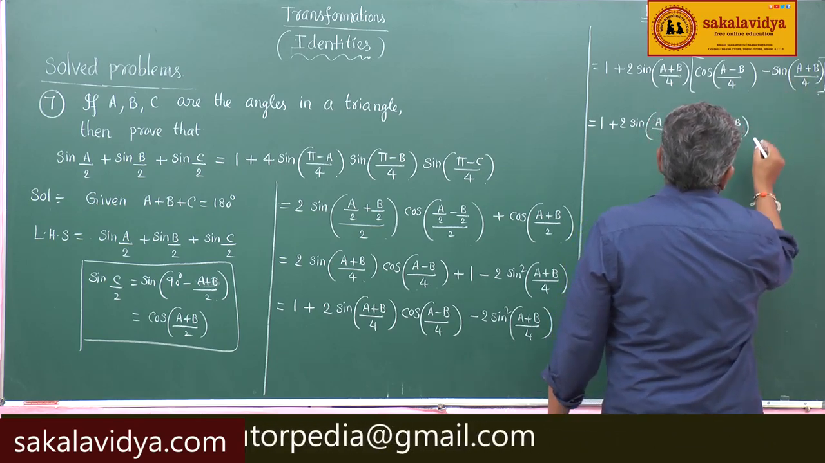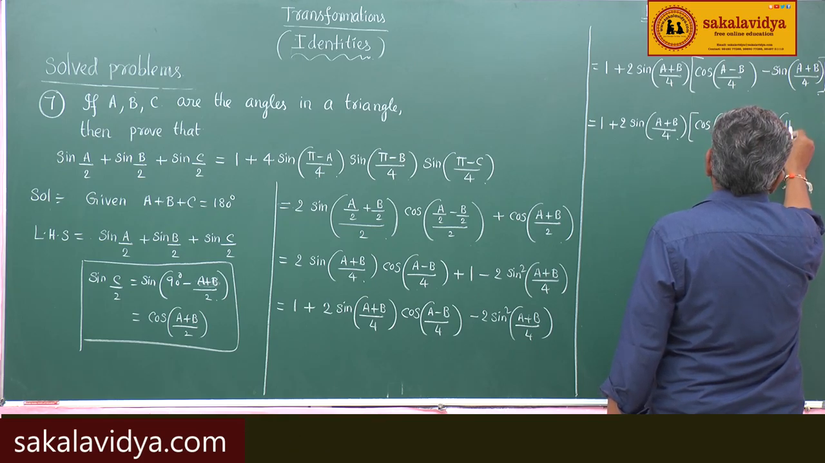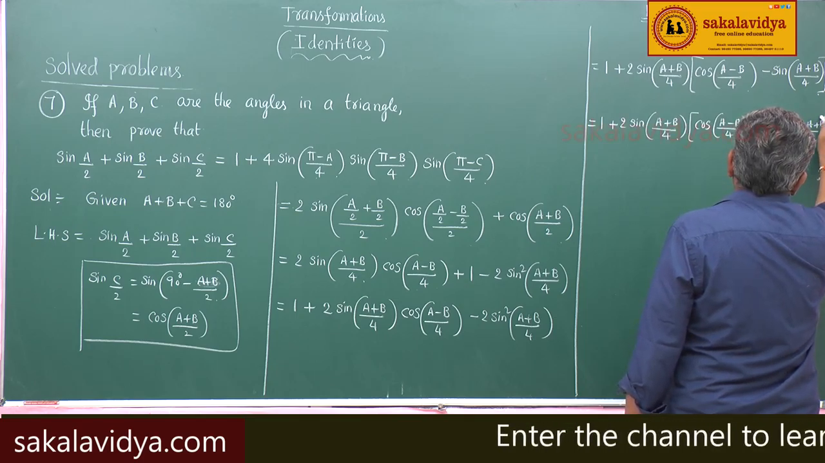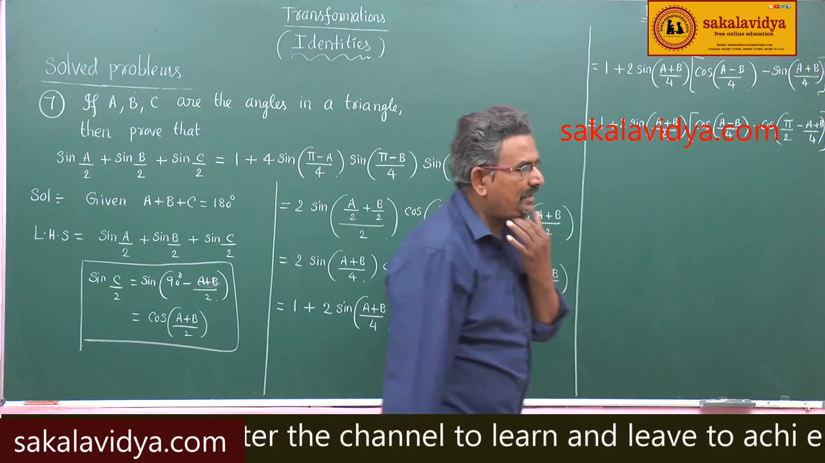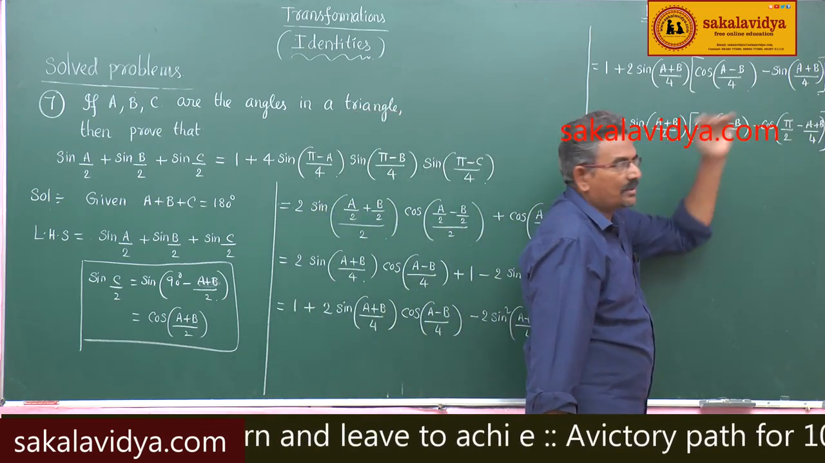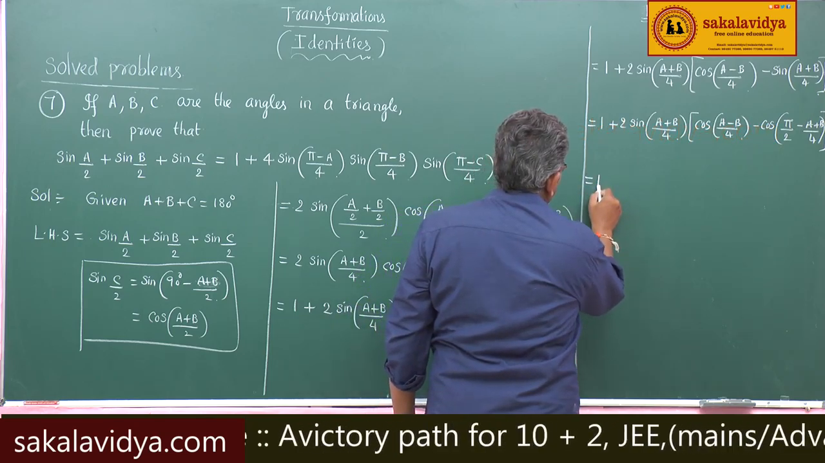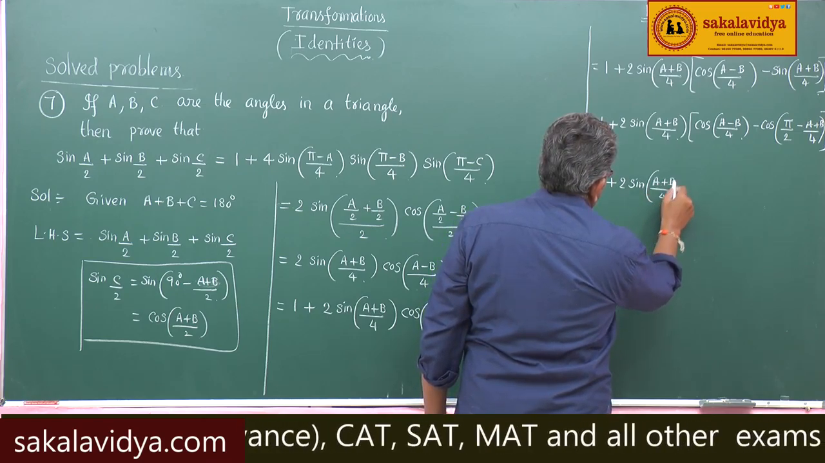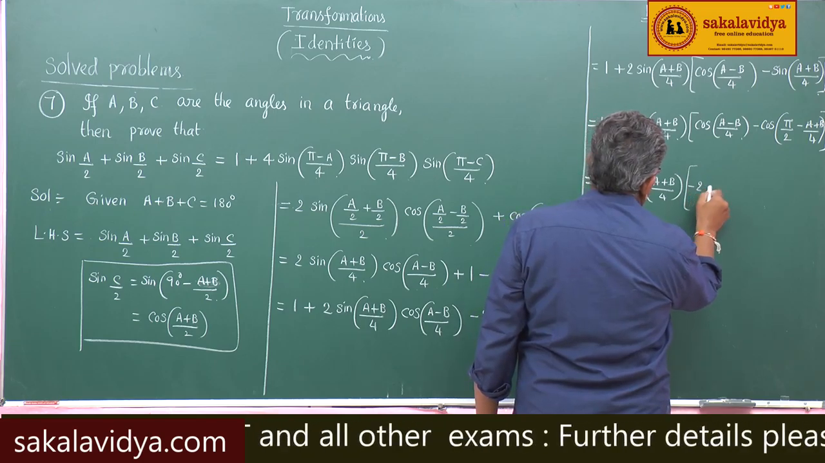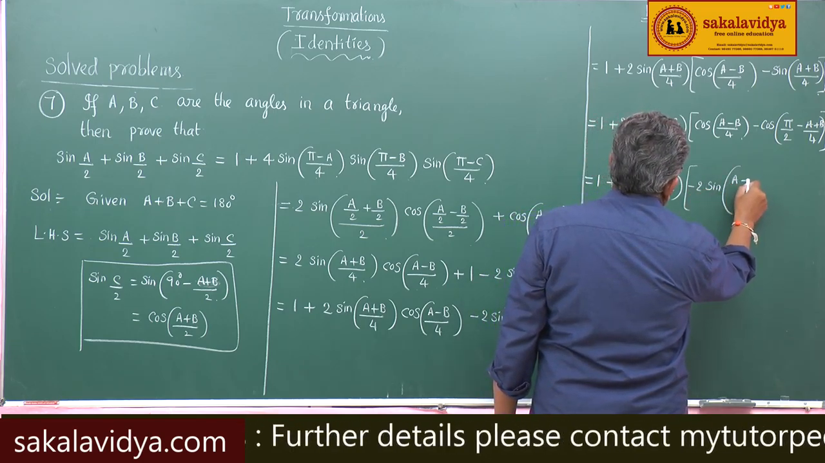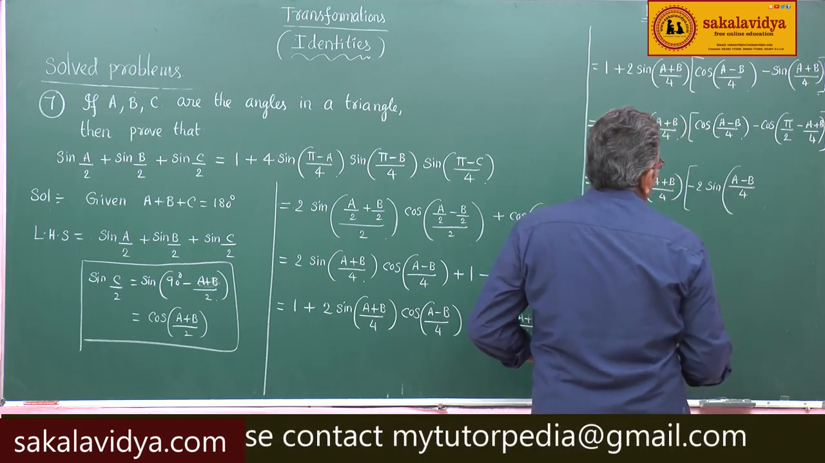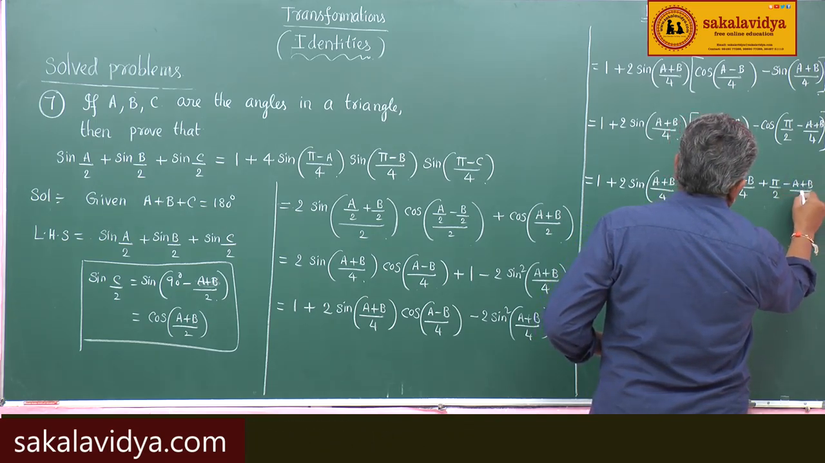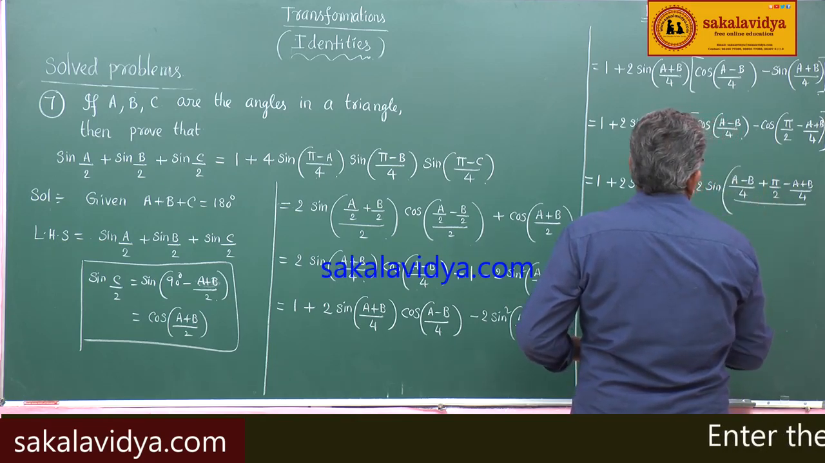For our convenience, this can be written as cos of (pi by 2 minus (A plus B) by 4), because cos(90 minus theta) is sin theta. You can apply the cos C minus cos D formula. So, 1 plus 2 sin of (A plus B) by 4 and minus 2 sin of ((A minus B) by 4 plus (pi by 2 minus (A plus B) by 4)) by 2. Okay.